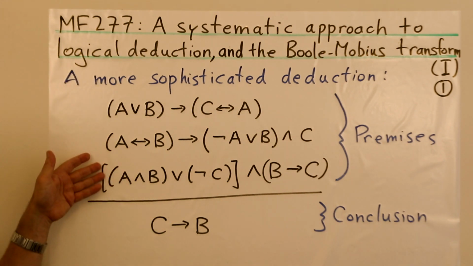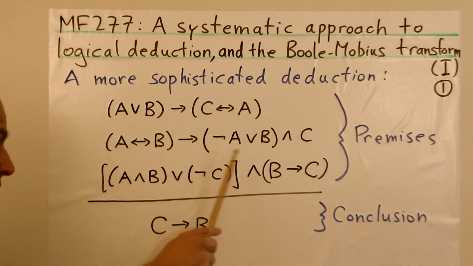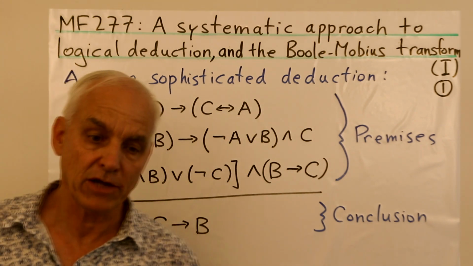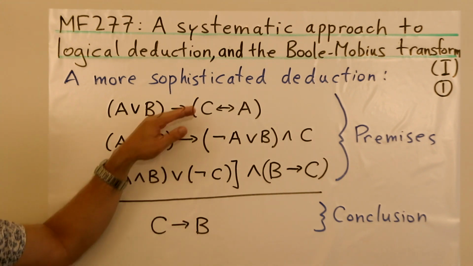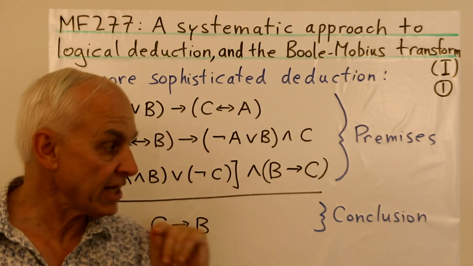So there are these premises, in this case 3 of them, and they're each rather complicated, and then there's a conclusion. And the idea is to try to establish this conclusion on the basis of these premises. So let's have a look at the premises.